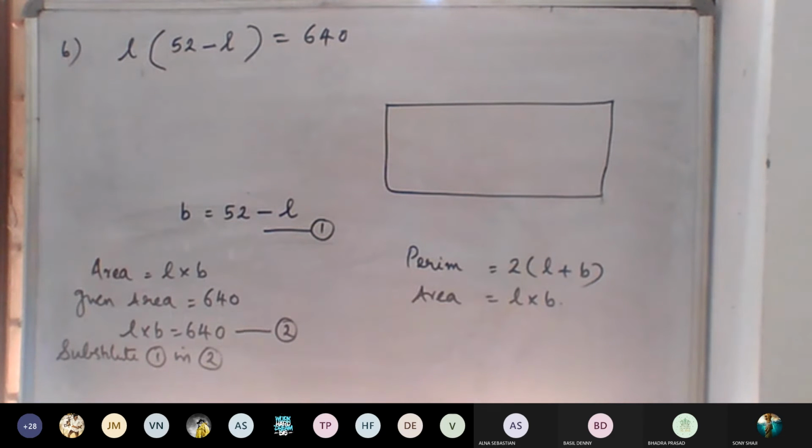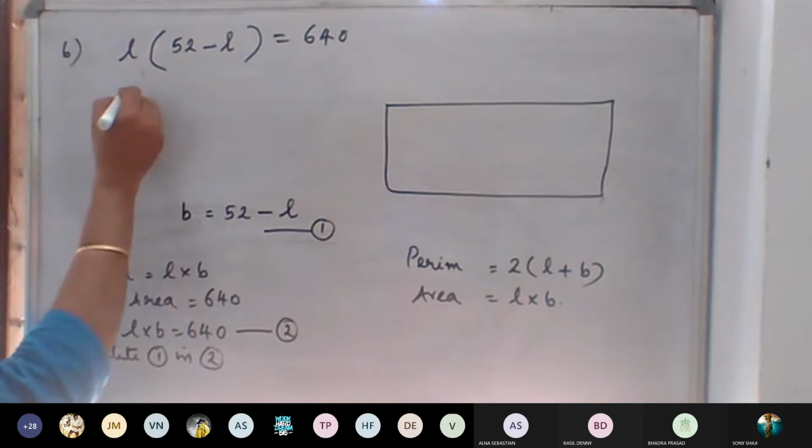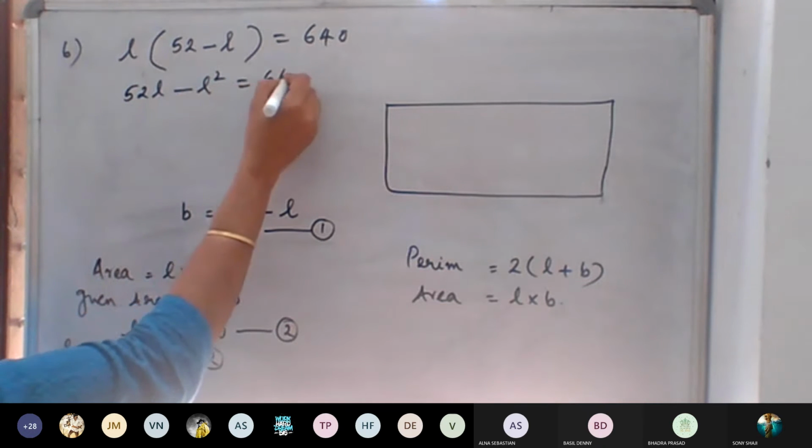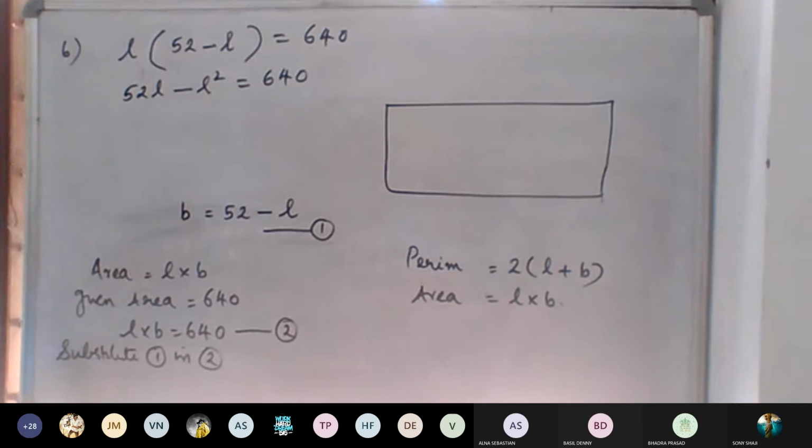Open the brackets. 52L minus L square is equal to 640. What do we have to do with this? Which one do we want to take to the right side or left side?